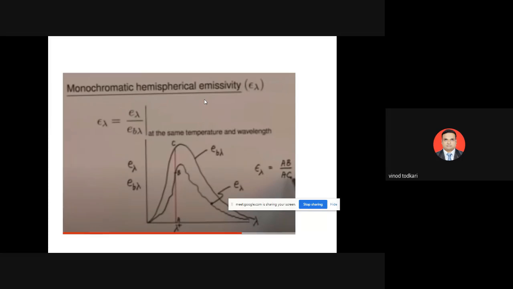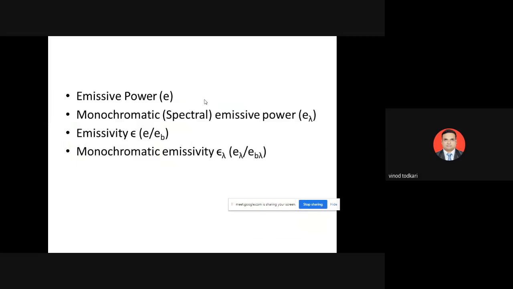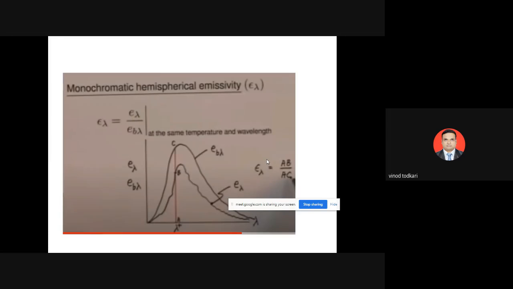So what is monochromatic emissivity? What is emissivity? Emissivity is the ratio of emissive power of a body to emissive power of a black body. And what is monochromatic emissivity? It is the ratio of monochromatic emissive power of a body to monochromatic emissive power of a perfectly black body at the same temperature. Okay, is it clear to you?